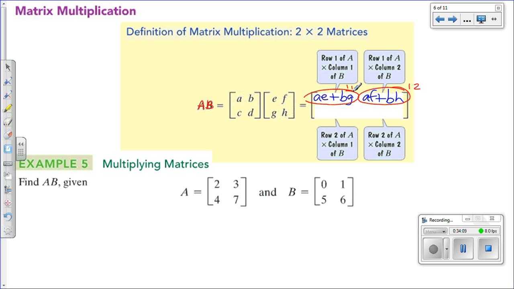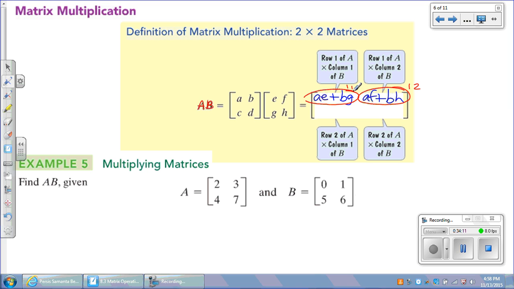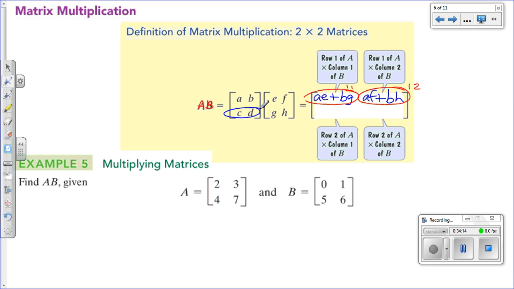Now we move to the second row of the product, and we'll have second row, first column, so that will go here. That will be C times E plus D times G. And finally, we will get second row, second column, so it will be C times F plus D times H.